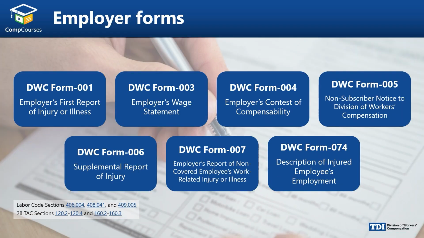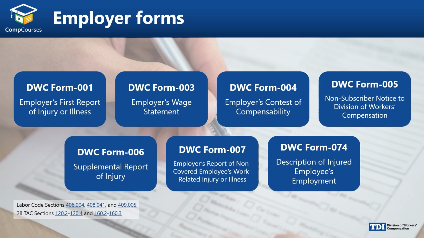We have the DWC Form 001 as an employer form, and this is an employer's first report of injury or illness. This is the form that must be filed within 8 days from when an employee has missed more than 1 day of work due to an occupational disease, an injury, or fatality.